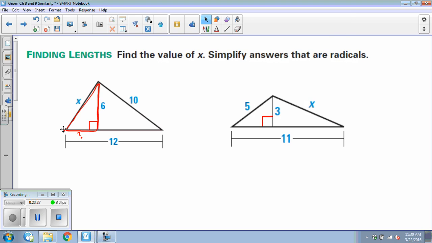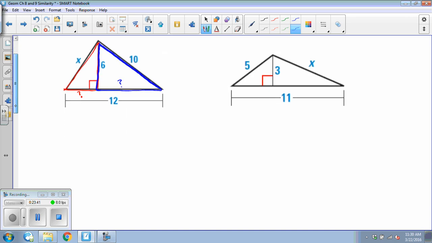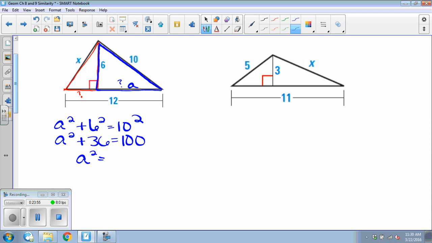And so, in this right-hand triangle, I can figure out what this is using Pythagorean theorem because I know that's a right triangle. And so, I will do that. And so we'll call this A. So a squared plus 6 squared equals 10 squared. So a squared plus 36 equals 100. So a squared equals 100 minus 36 is 64.